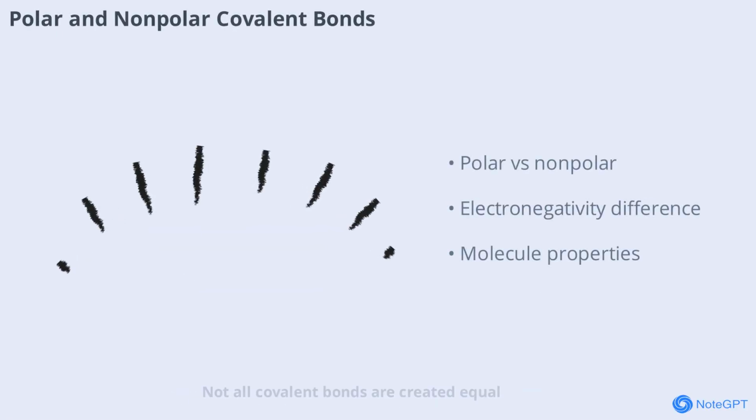Not all covalent bonds are created equal. When two atoms share electrons unequally, the bond is called polar covalent. This happens when one atom is more electronegative than the other, pulling the shared electrons closer. Water is a classic example, with oxygen pulling electrons away from hydrogen. In nonpolar covalent bonds, the electrons are shared equally, as seen in molecules like nitrogen gas. The polarity of a bond affects the properties of the molecule, including how it interacts with other substances.